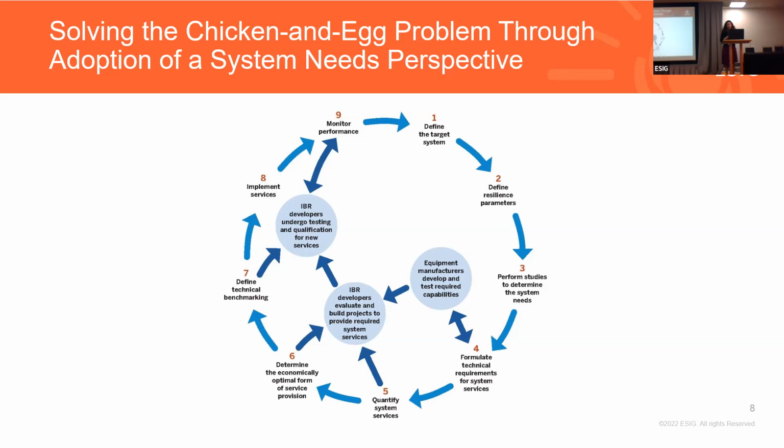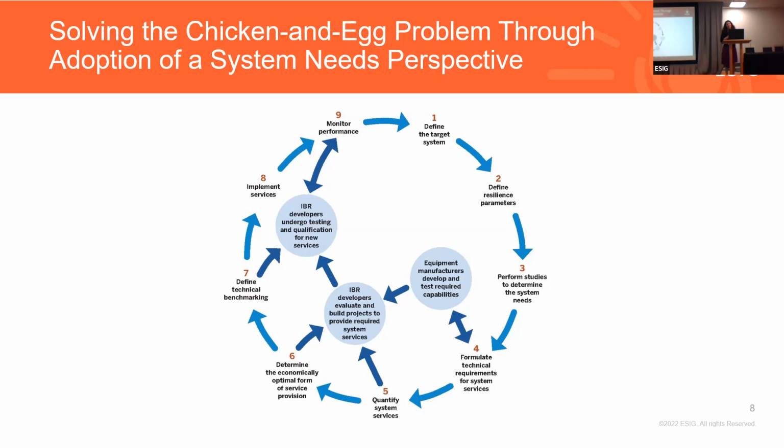You define technical benchmarking. So how are you going to evaluate that resources are actually providing these services? You implement services, so you set this all up either through interconnection requirements or market rules. And as you start getting contribution for the services, then you monitor performance. And so once you have this established, then equipment manufacturers can develop and test required capabilities for resources to provide services. Developers will evaluate and build required resources that can provide required system services. And they'll have clear guidelines as to what is expected performance and what they are expected to get in revenue from providing the services. And then developers will undergo testing and qualification to provide the services.